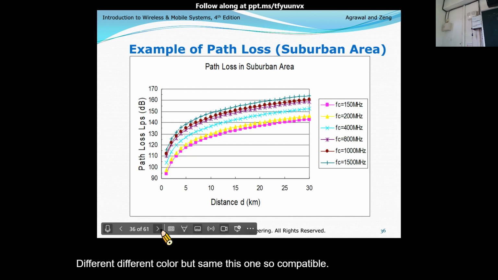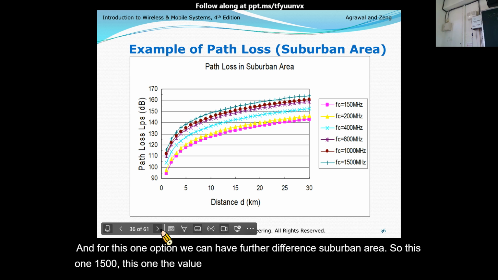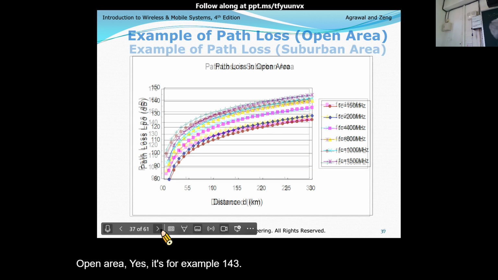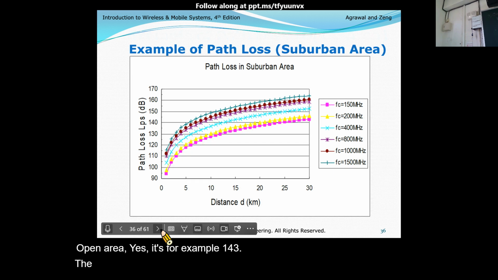And for this one, actually, we can have the difference. Suburban area, so this one, 1,500, the value is lower than the previous two cases. And also check the next one. Open area, yes, it's, for example, 143. And this one approximately should be more than 160. So of course, it decreases further in the open area.